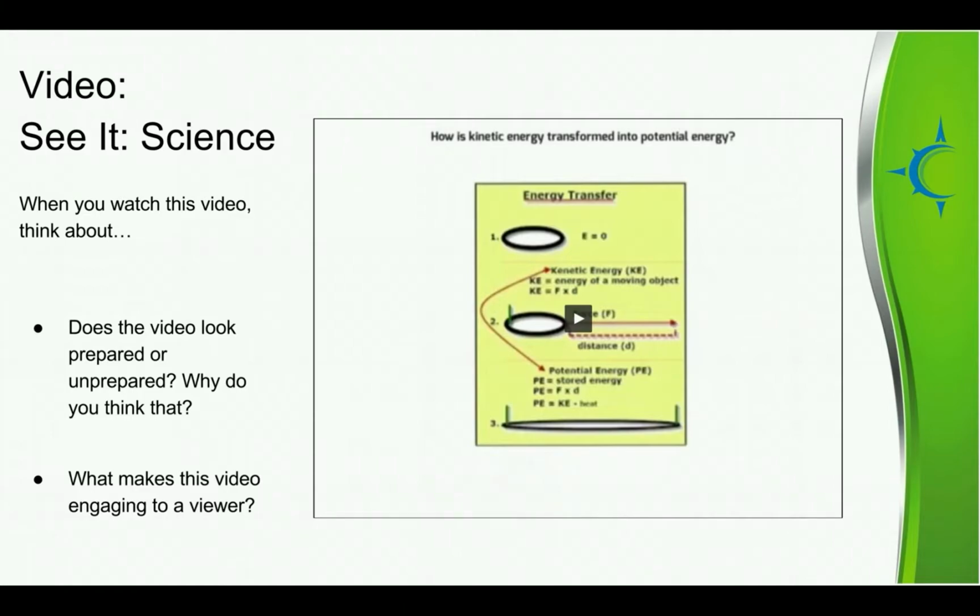Here's a science exemplar using the app Explain Everything. When you watch this video, think about how the speaker sounds on the video, prepared or unprepared, and why do you think that? And what makes this video engaging to a viewer?